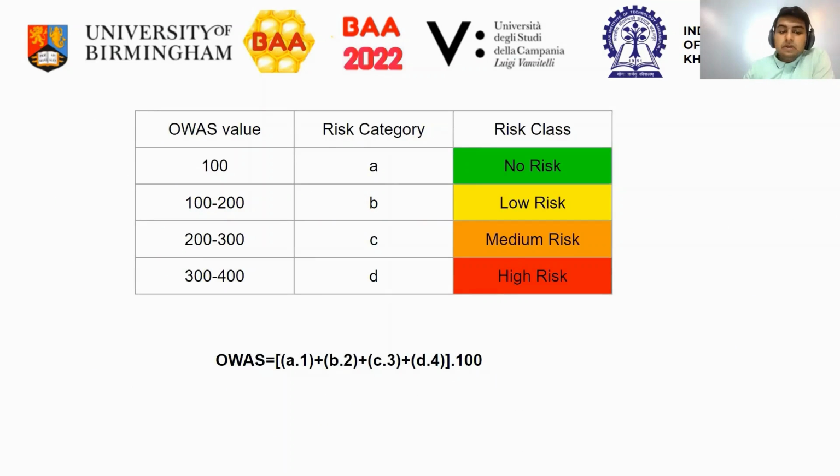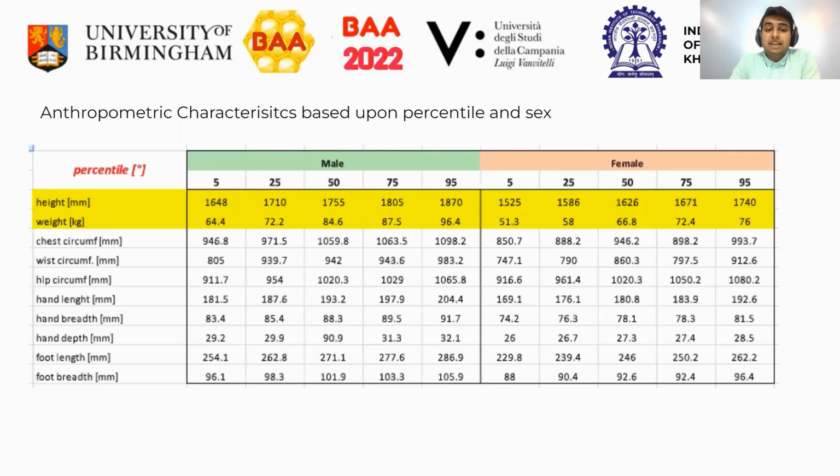So below you can see the formula for calculating OWAS, which is A into 1 plus B into 2 plus C into 3 plus D into 4 into 100. So this generates a value on which we can classify the category of risk. If the value comes out to be 100, it is no risk. If the value comes out between 100 and 200, it is low risk. If the value comes out between 200 to 300, it is medium risk. And if the value is between 300 to 400, it is high risk. And this is a chart containing the anthropometric characteristics of the 10 different types of workers which we have considered.